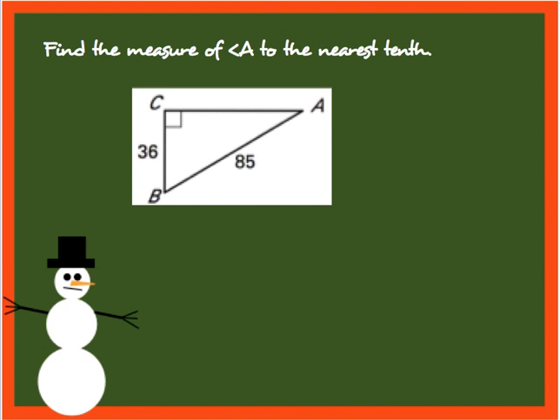So I think this one is on your notes. The last one was not. So we are looking for the measure of angle A. A is made up of these two sides. One is the hypotenuse, the one across from the right angle. The other is the adjacent. Then the one not highlighted is the opposite. So we have opposite and hypotenuse.